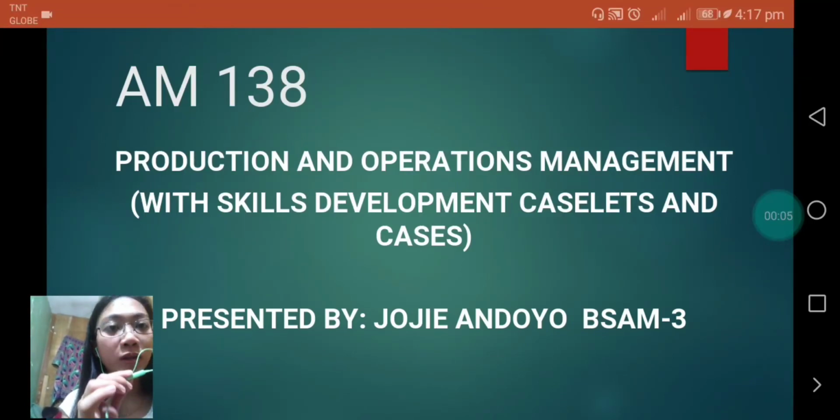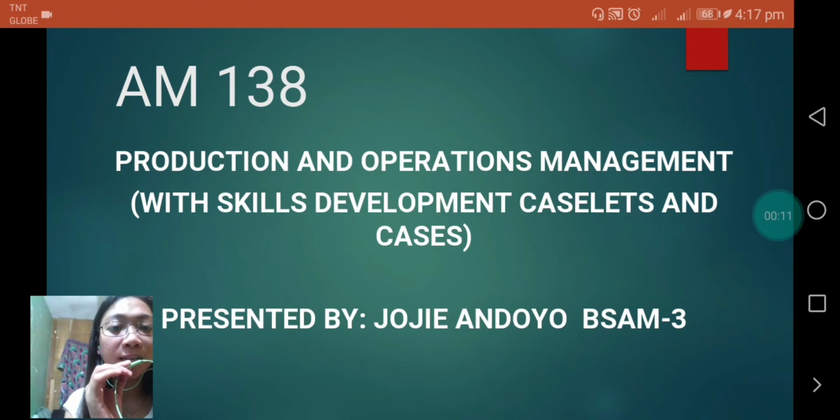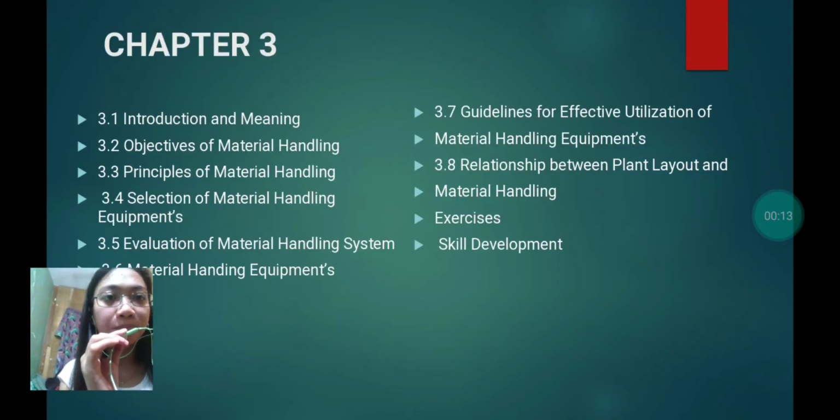This is AM 138 Production and Operation Management with Skills Development Case List and Cases. This is presented by Joji Andoyo.